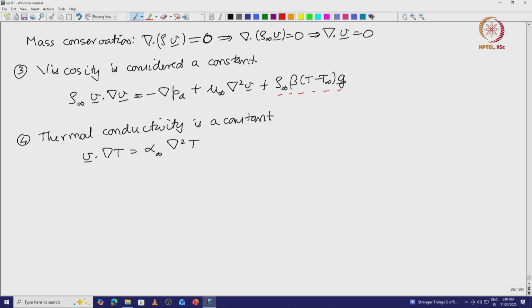So, therefore, the equations that we got ultimately are: mass conservation, divergence of velocity is equal to 0, and momentum conservation, the usual Navier-Stokes with the body force. I should note that in this particular case the acceleration is upwards. The acceleration is upwards because it is opposite in direction to the acceleration due to gravity, because when the temperature increases the density decreases. So, this is basically a buoyancy force, and we assume thermal conductivity is a constant.